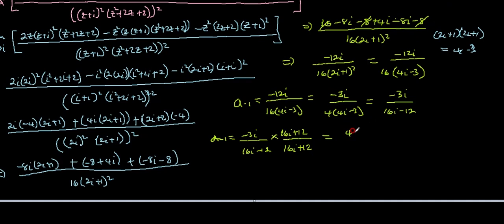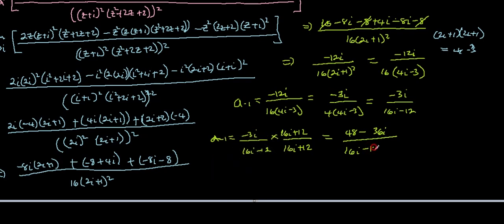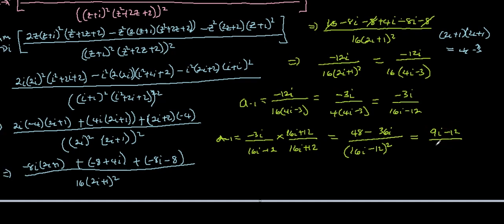This is going to be equal to 48 minus 36i divided by (16i plus 12) all squared... minus 12 all squared. So if you finish this up, you are going to have your answer to be (9i minus 12) divided by 100, and this is your equation star.